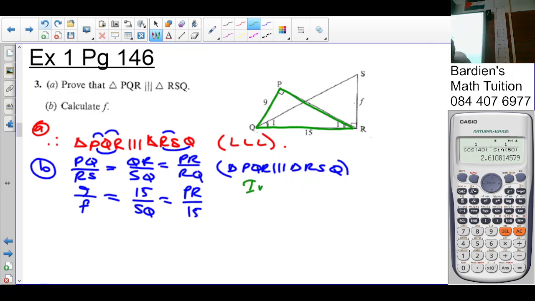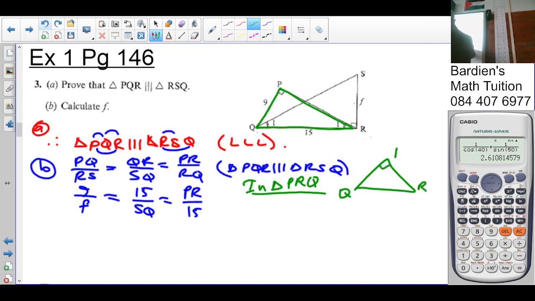We say in triangle PRQ, we have a triangle looking like this here. QR is 15, QP is 9, and I'm going to calculate PR. Why? So that I can replace PR here and in turn get my known ratio that I want to work with. Can you see that, people?